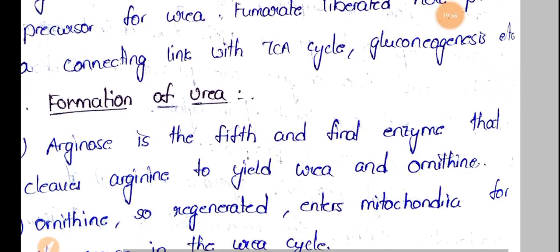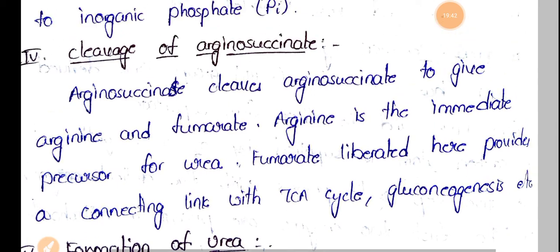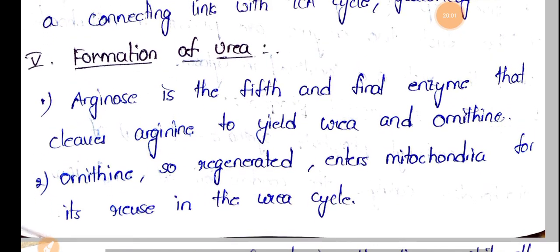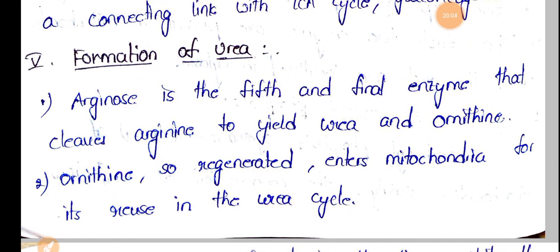So the fifth step is formation of urea. As discussed in the fourth step, this arginine, which is produced from argininosuccinate, is the immediate precursor for urea. That means from this arginine only urea will be synthesized. So the fifth step is formation of urea. Here arginase is the fifth and final enzyme that cleaves arginine to yield urea and ornithine. Okay, so from this arginine, by the action of arginase, arginine will be converted into urea and ornithine.